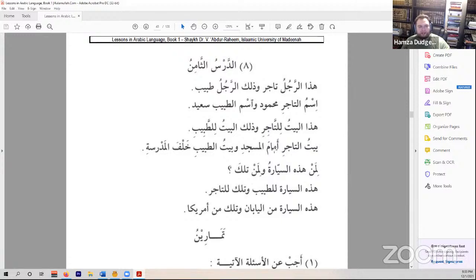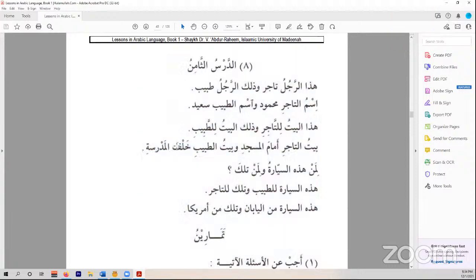بيت التاجر أمام المسجد وبيت الطبيب خلف المدرسة. So it's saying the house of the merchant is in front of the mosque and the house of the doctor is behind the school. So amama means in front of. That's where the word imam comes from, because he stands in front of the people during prayer. And then khalfa, meaning behind. It's also where you get the word khalif, like vice regent or successor, khulafa. So that means behind, to succeed.